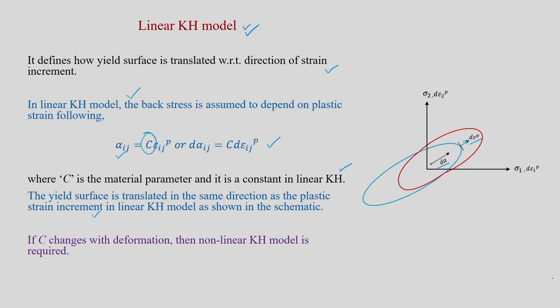You can go through it. Now, if you want to replace alpha ij by c into epsilon ij^p, we can do that in the previous equation and you can modify the kinematic hardening model.